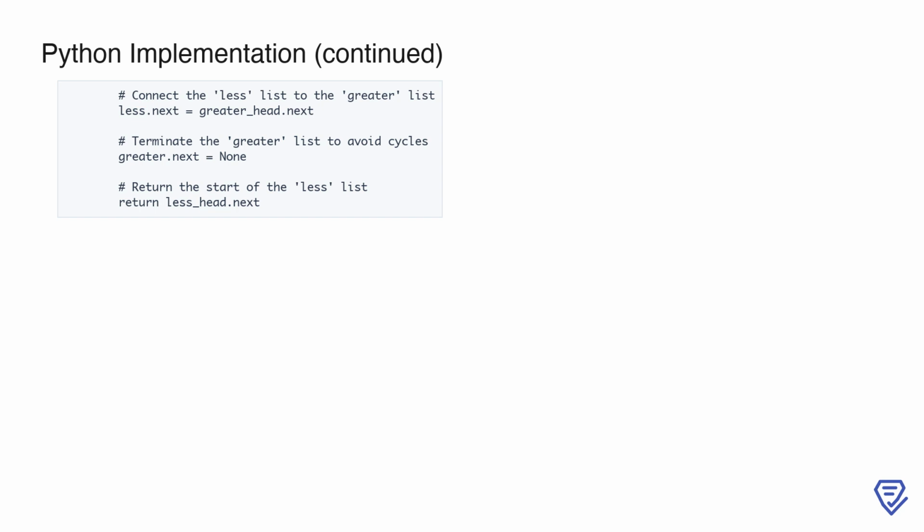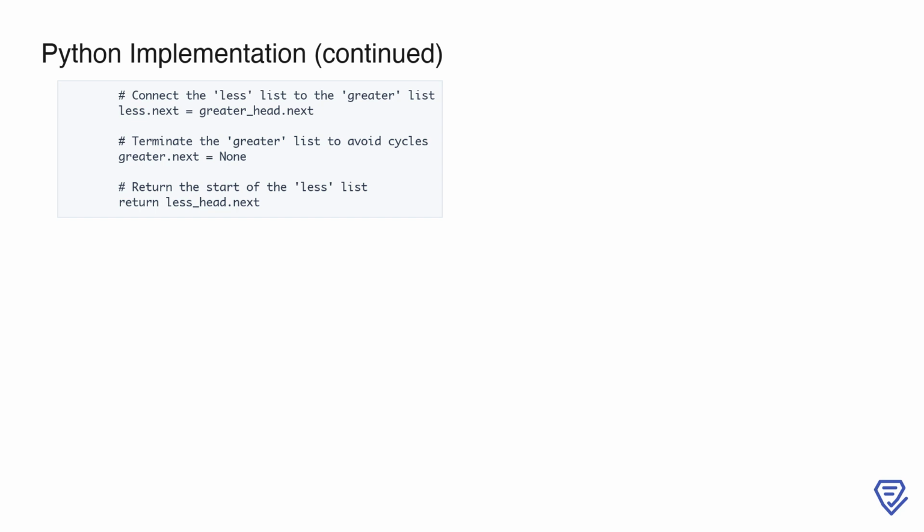Once the traversal is complete, we need to connect the two partitions. To do this, we set the next pointer of the last node in the less list to point to the start of the greater list. This is done by linking less.next to greater_head.next, effectively merging the two lists. Next, we terminate the greater list by setting greater.next to None. This step is crucial to avoid any potential cycles in the linked list, ensuring a proper termination.